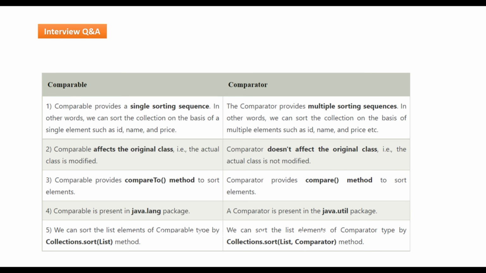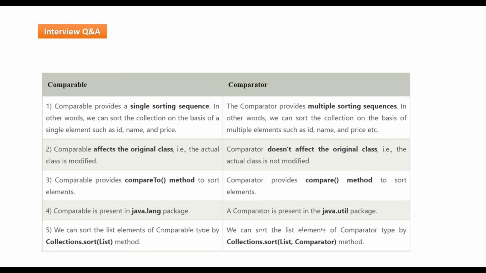Let's say I have an Employee class with fields called ID, name and salary. If I want to sort based on ID or name or salary, then I can go for a single sorting sequence using Comparable. If I want to sort with multiple parameters, then with Comparable we cannot achieve it. We need to go for Comparator. The Comparable interface contains a method called compareTo to sort elements, but Comparator provides a compare method with two arguments to sort elements.